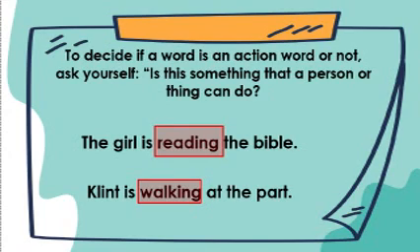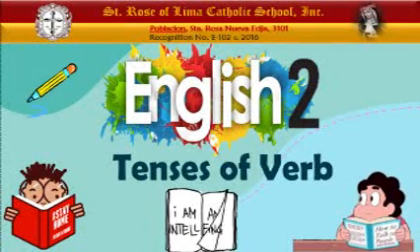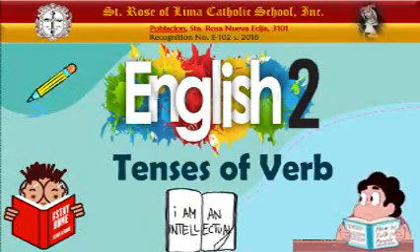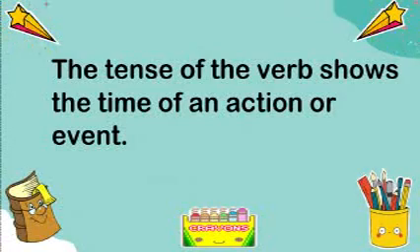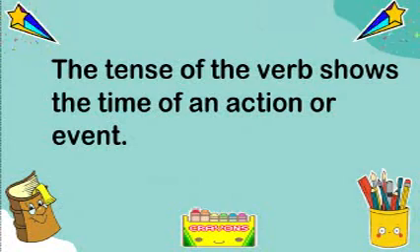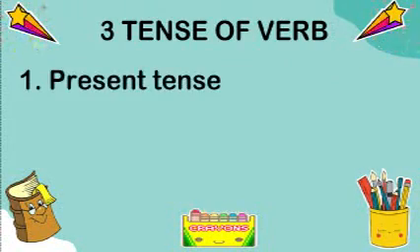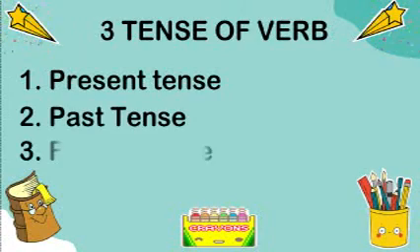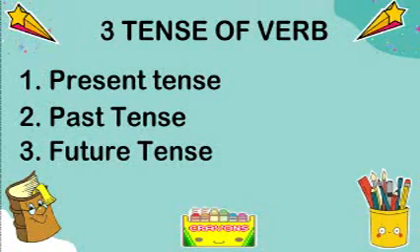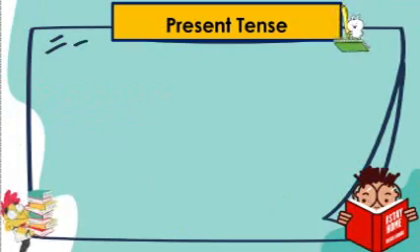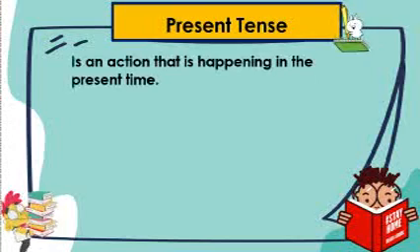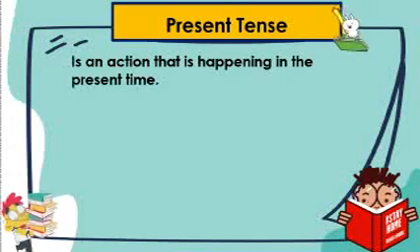Now that we know the verb, let us proceed to the tenses of verb. The tenses of verbs show the time of an action or event. We have three tenses of verb. First is the present tense, then past tense, and future tense. But for today, we are going to talk about the present tense. Present tense is an action that is happening in the present time. It means it is happening right now.